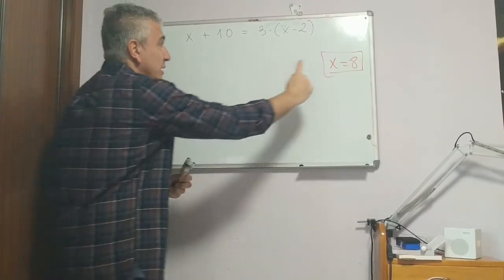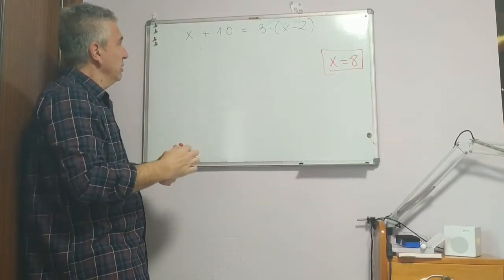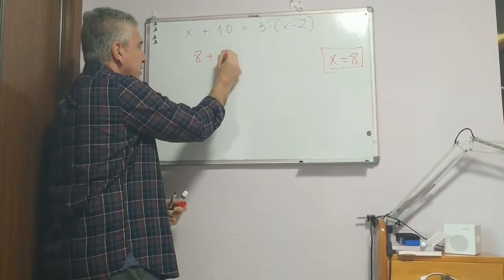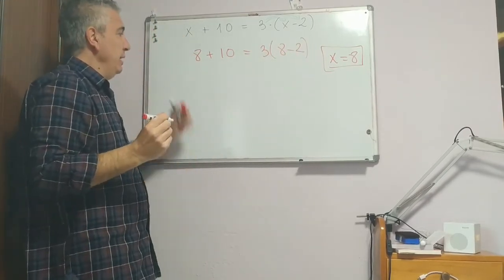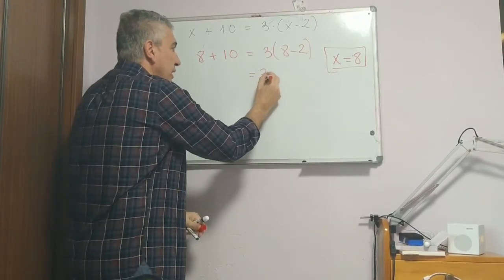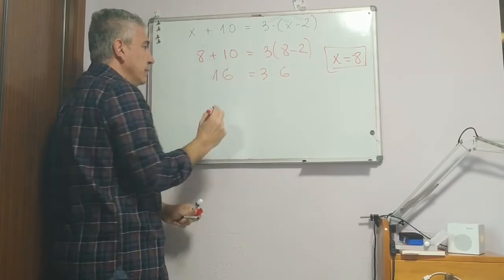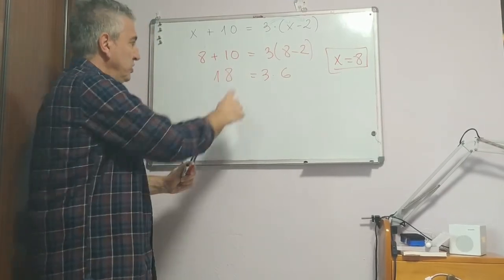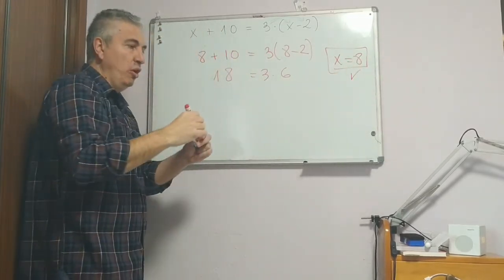Okay, how do we do it? We substitute 8 for x in all parts of the equation. So here you have 8 plus 10, and here you have 3 times 8 minus 2. Okay, now here we can operate. We don't need to apply the distributive property. We can operate. We say 3 times 8 minus 2 equals 6, and 8 plus 10 equals 18. So, as you can see, 18 equals 3 times 6. So 8 is the solution of the equation.